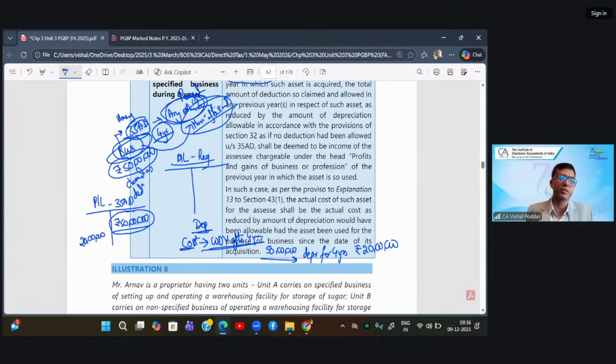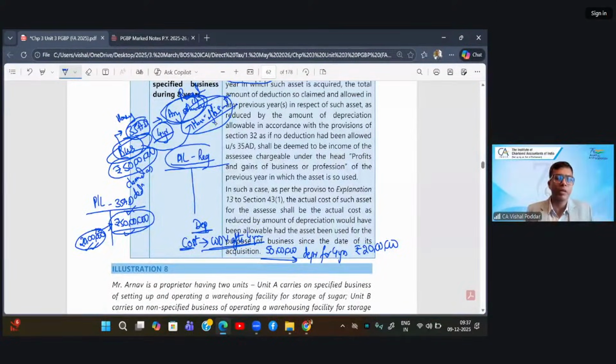Interestingly, in my 35AD business, there will be two effects. First, I have shown the sale of entire 50 lakhs asset, but then since I had used it for 4 years, I debit it by 4 years depreciation. So in effect, net 30 lakhs is shown as income in your 35AD business. But if you are finding that 30 lakhs difficult to understand, I've shown it as: assume that the entire asset is sold, but since you have used it for 4 years, debit the 4 years depreciation. So it is easy to understand.